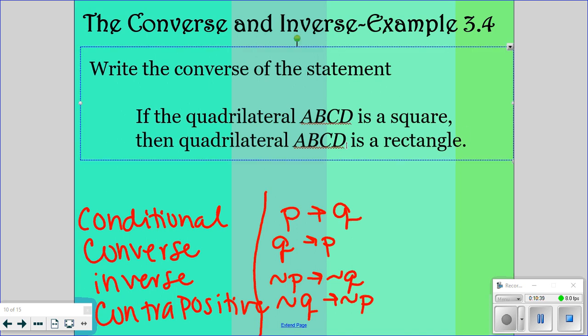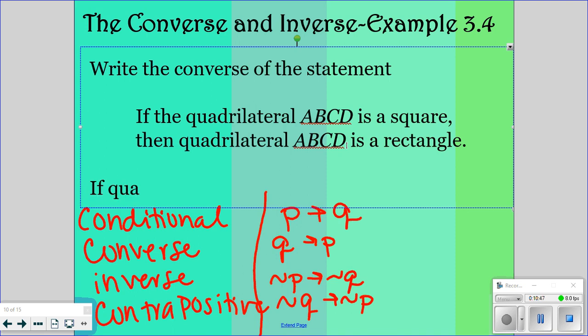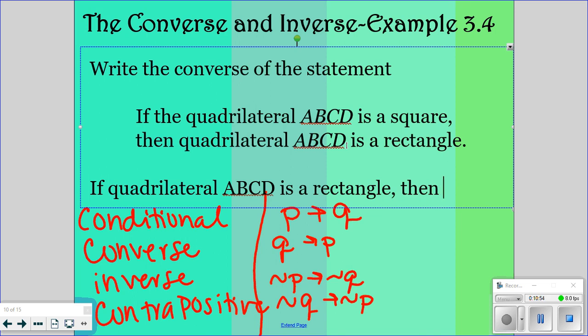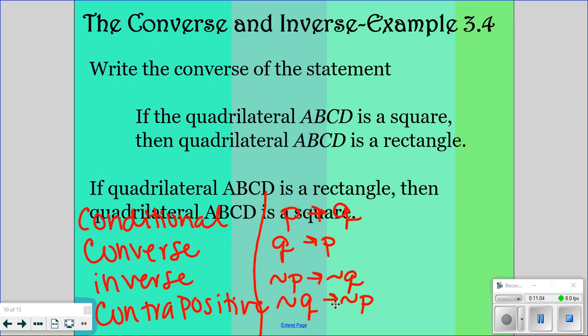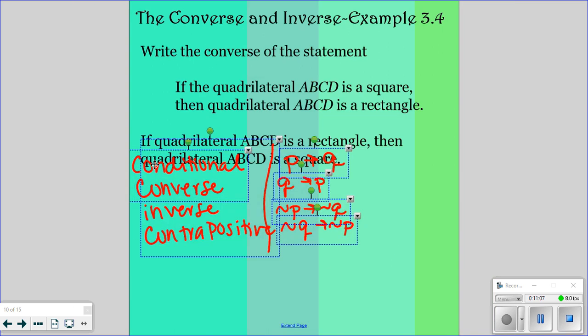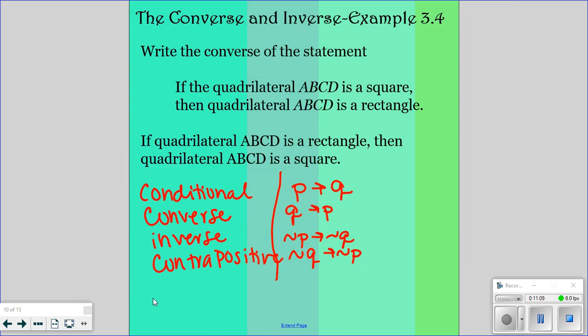So looking here, our converse, we're just going to take our P and Q and switch them. So it's going to become, if quadrilateral ABCD is a rectangle, then quadrilateral ABCD is a square. So that would be your converse. Just switch your two if and then statements.